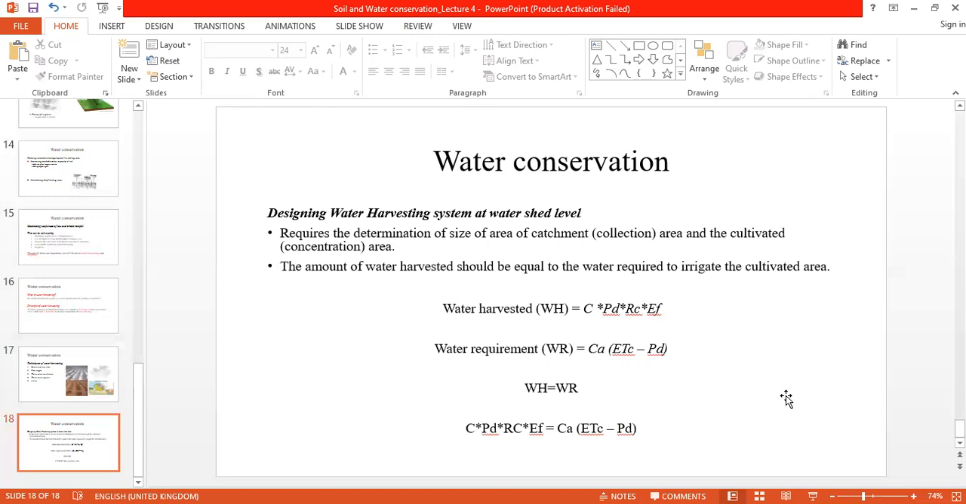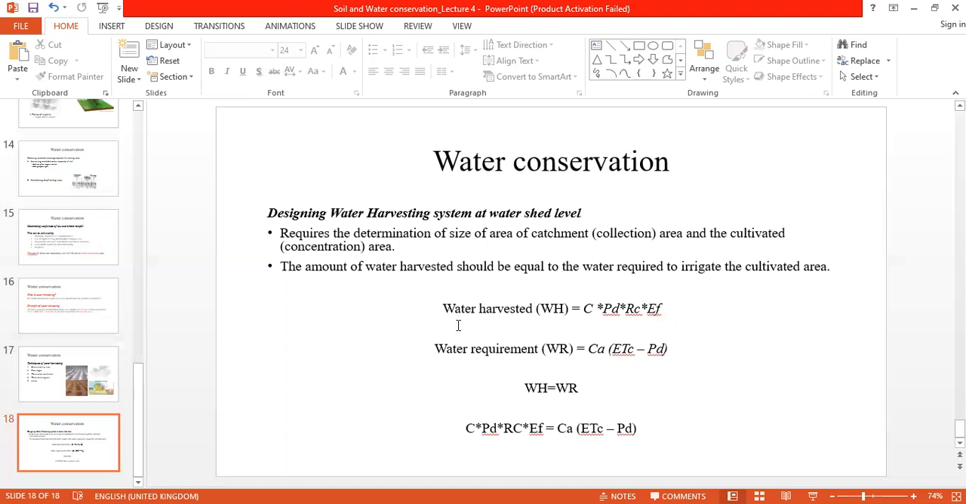So it means that on that other side, you use it as your catchment area. Then the other one, that's your cultivation area. The amount of water that you harvest should be equal to the deficit of water that you require on the other side. So what you need to do now is to calculate how much area should I leave for collecting water, and how much area should I leave for growing my crops.